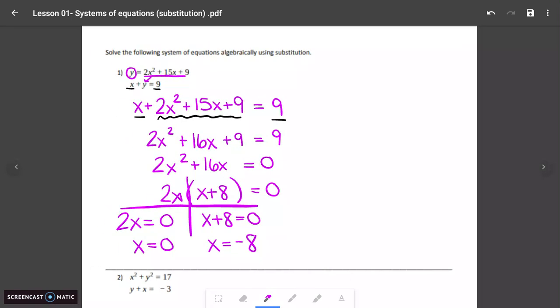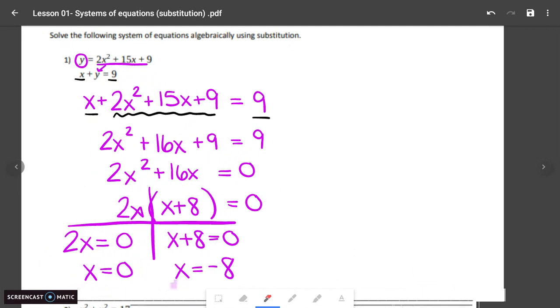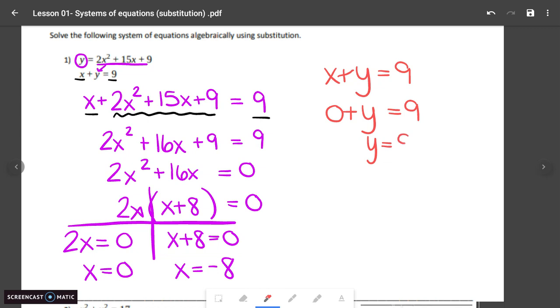So now we have two solutions, but we're not done just yet because remember, we still have to go back and plug in. You can plug into either equation, the top or the bottom. In this case, I'm probably going to just plug into the bottom one, that x plus y equals 9, since there's less work that I have to do when I'm plugging in. But you could always just plug it into your calculator and it's still going to provide you the answer. So I'm going to have 0 plus y equals 9. We know that y equals 9, so my first point is 0, 9. So that was my first solution.